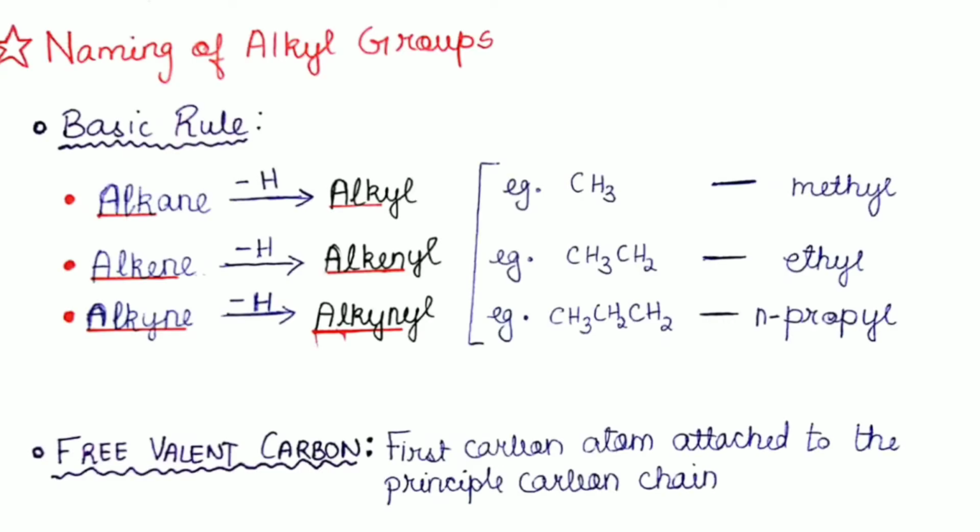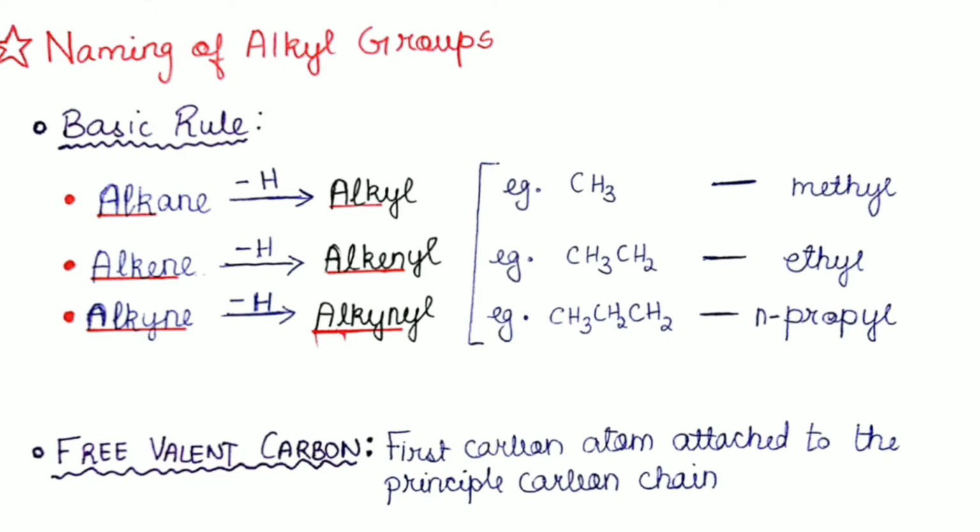Today we'll be learning how to name the side chain alkyl groups. So basically, what do we mean when we say a side chain? A side chain is nothing but a carbon chain that is attached to the principal carbon chain but not a part of the principal carbon chain. A good example of this would be a compound like 2-methyl pentane. Here our principal carbon chain is the carbon chain that consists of the 5 carbon atoms, but the methyl group that is attached to the second carbon atom of the principal carbon chain is our side chain alkyl group.